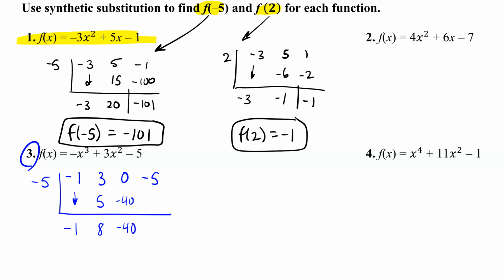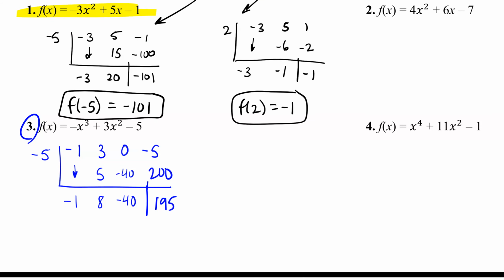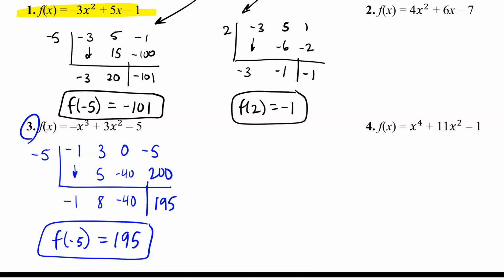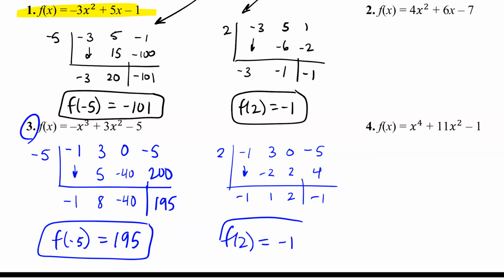Negative 40. Add negative 40 plus 200. This is 195. That's a big number, but you could use your calculators. That's fine. Can't be scared of big numbers. Oh my gosh, we get the same answer? Wow. Same answer as before.